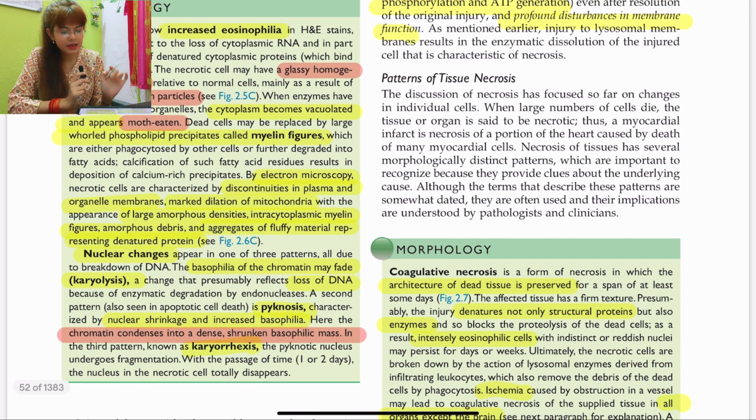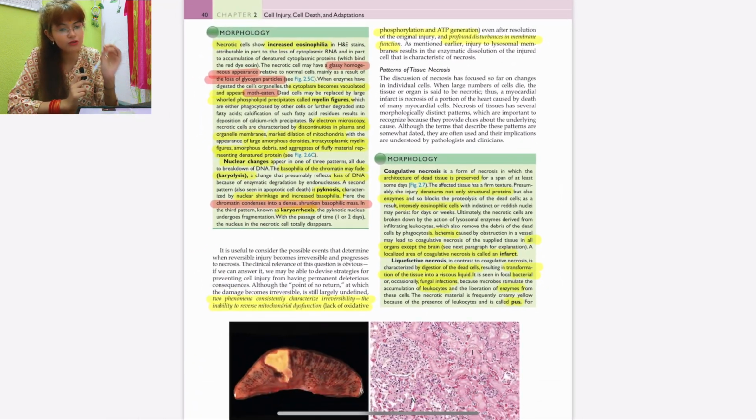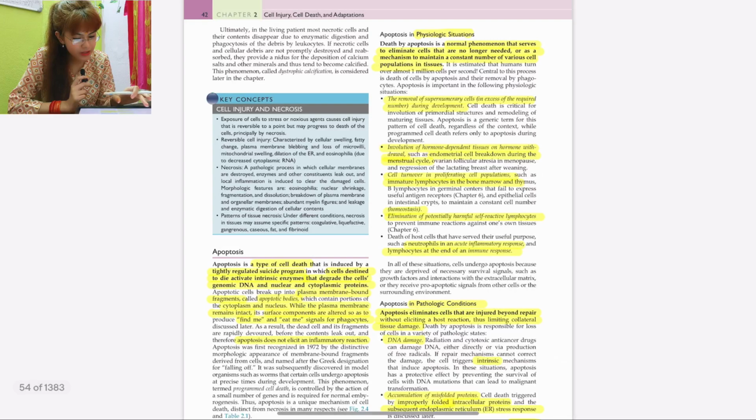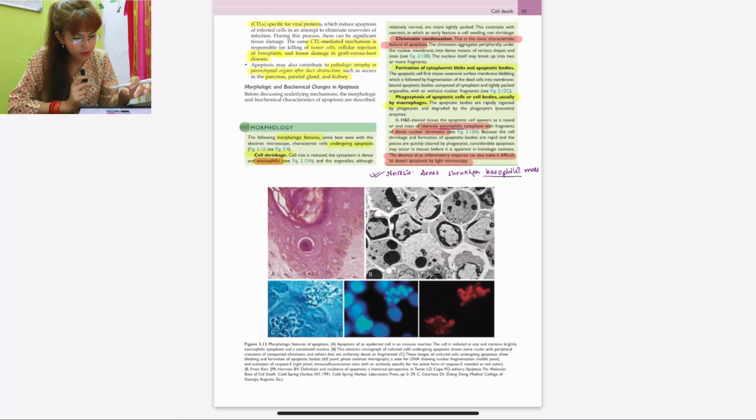So if in the exam you find the word eosinophilia, do not mark it as necrosis, because necrotic cells do show eosinophilia, but in an MCQ you cannot mark that. In an MCQ you have to mark basophilic mass. Okay, because eosinophilia will be present. Eosinophilic mass is formed in case of apoptosis. Okay, if I can just compare it, it will be easy for you.